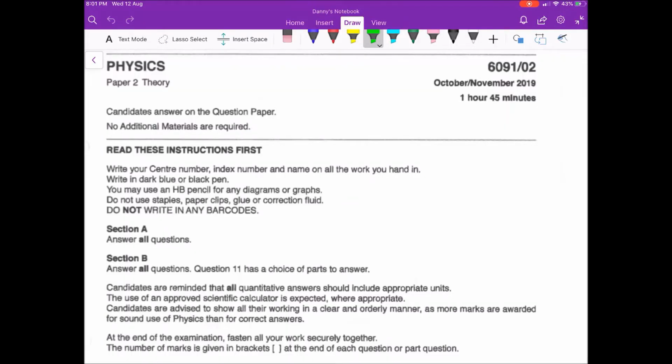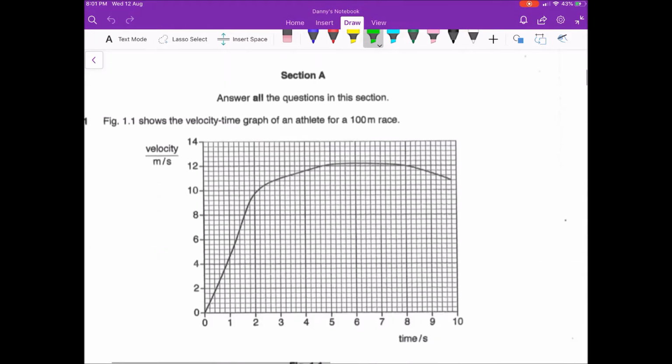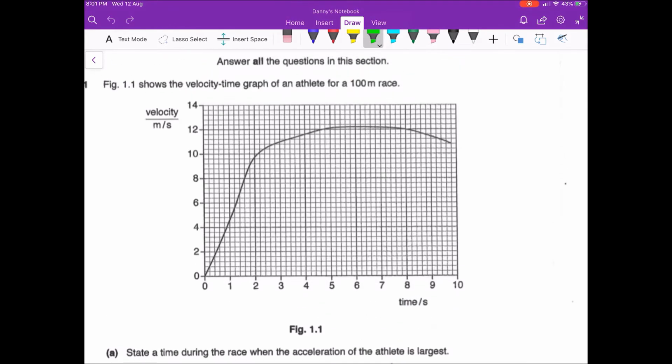Hi everyone, so in this video we'll be going through the 2019 O-Level Pure Physics paper. I will be using one of your classmates' paper as a reference point for us to have some discussion on the questions and answer for this paper. Okay, so let's begin. In this question you are given the velocity time graph.